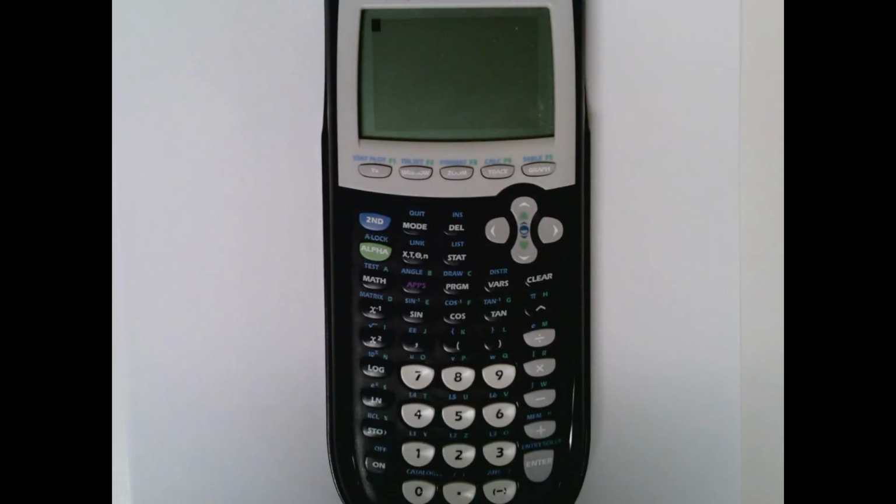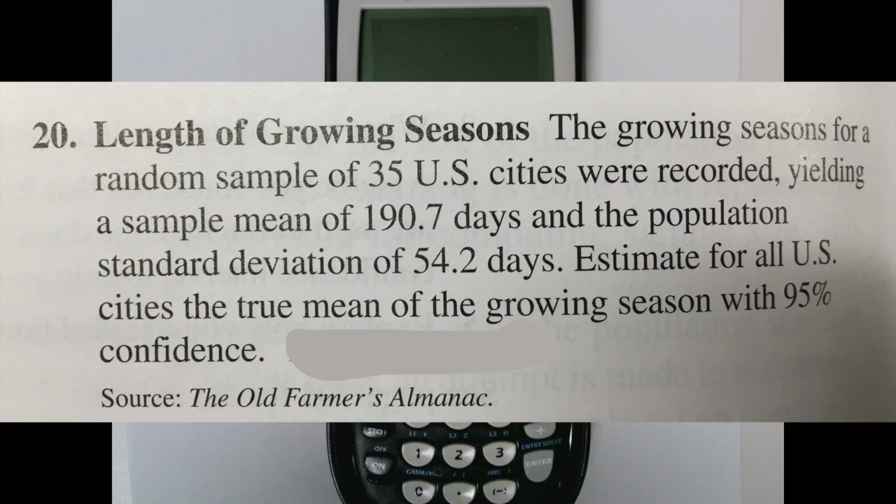Alright, so some of these problems can be done right on the calculator, and so this is our special calculator edition. So let's go back and look at a couple of the problems we did. Length of growing seasons. The growing season for a random sample of 35 US cities was recorded, yielding a sample mean of 190.7 days. The population standard deviation is 54.2 days. Estimate for all US cities the true mean of the growing season with 95% confidence.